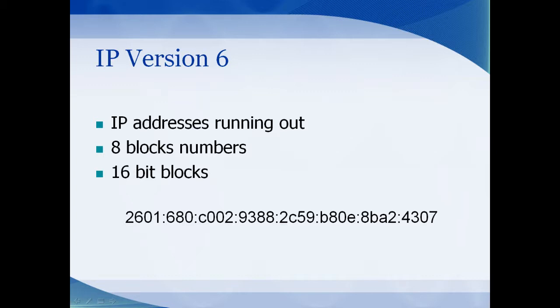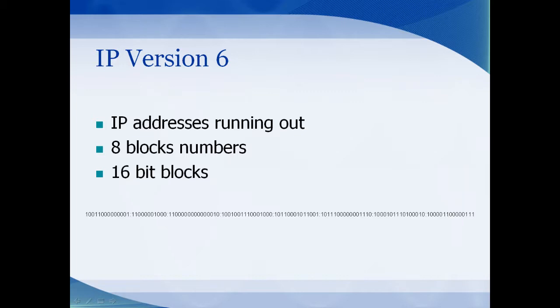IP version 6 was developed to prevent this from happening. This version has 8 blocks of numbers, and each block is 16 bits long. Usually the IP version 6 addresses are shown in hexadecimal for us humans who have difficulty reading 8 blocks of 16 bits. Not that reading hexadecimal numbers is that much easier, but it's definitely a lot shorter.